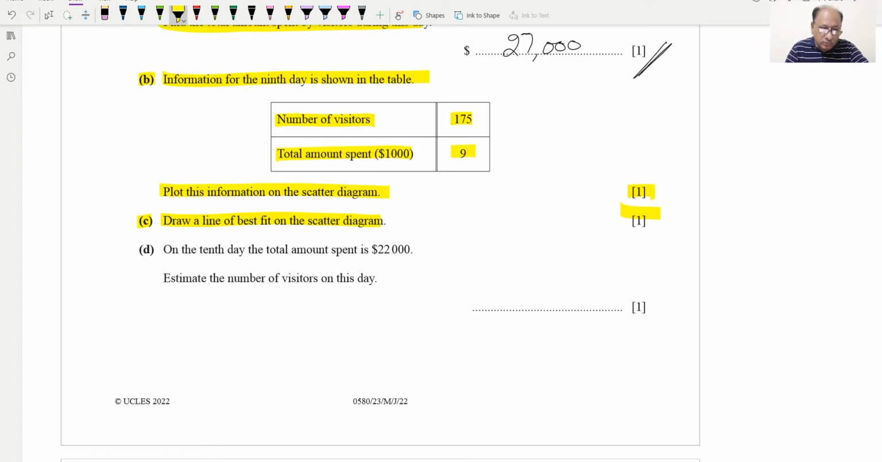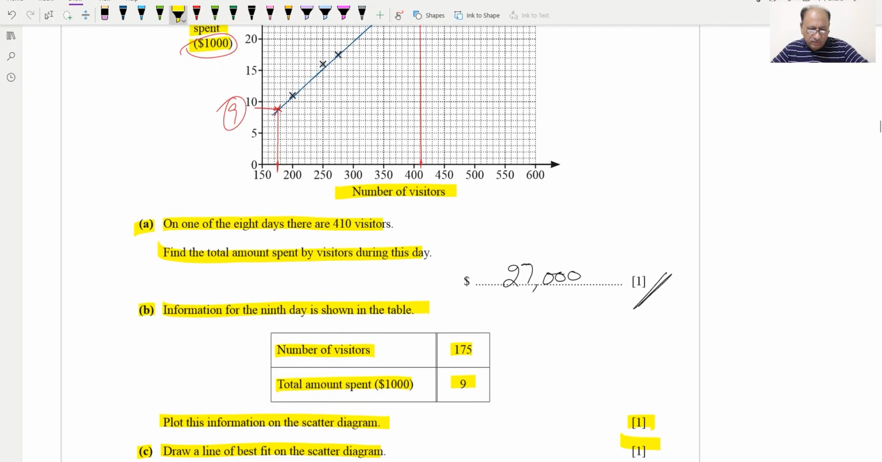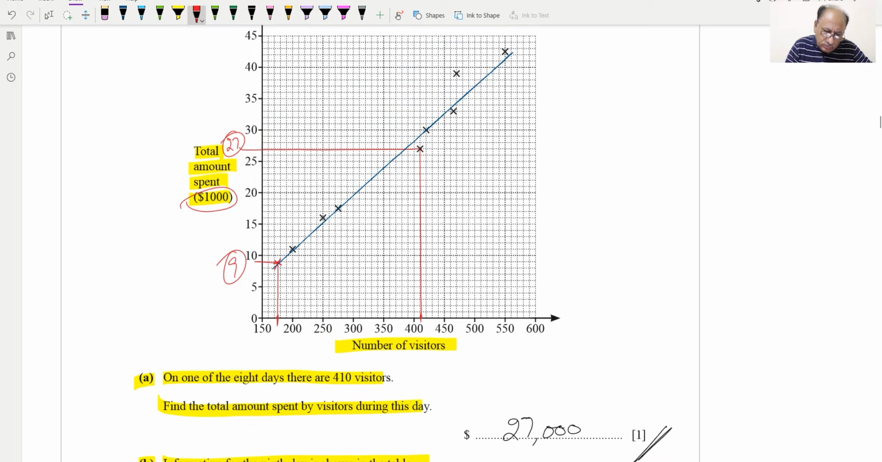So part D says on the 10th day the total amount spent is 22,000. Estimate the number of visitors on this day. So 22,000 is the spending. We will check the reference for 22,000, and 22,000 is this indication, and we can check from the line of best fit, which we can refer to, and this will be 330 at this level.